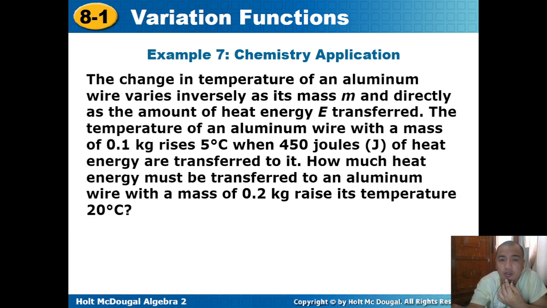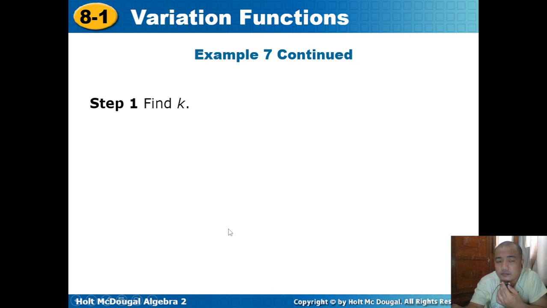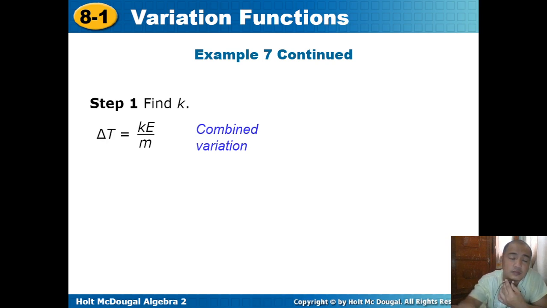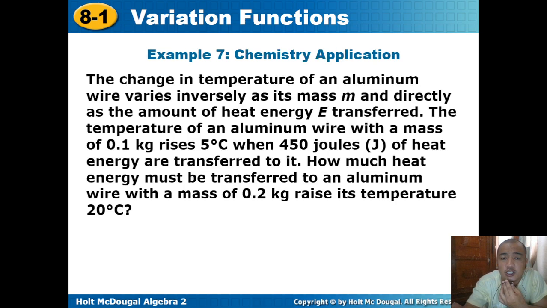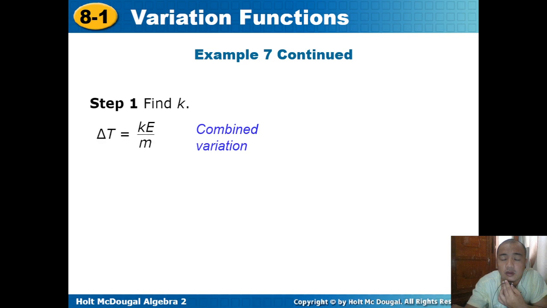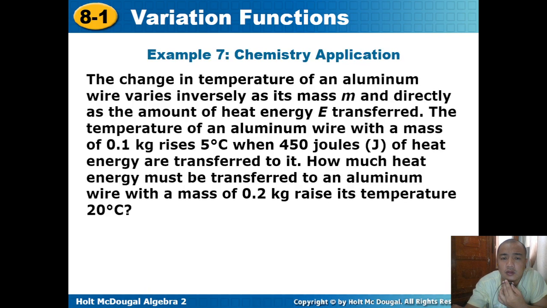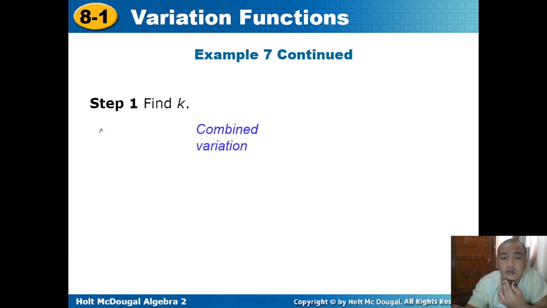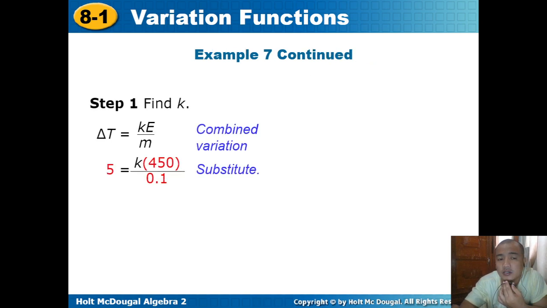Temperature, 20 degrees Celsius. So this is a kind of combined variation. As you can see, it varies inversely and directly. So what will be our equation? This will be our equation: delta T equals kE over m. Right? Change in temperature, so delta T, varies inversely as its mass, so the m is at the bottom. Then what is E? E is energy. It says varies directly as E, so kE over m.